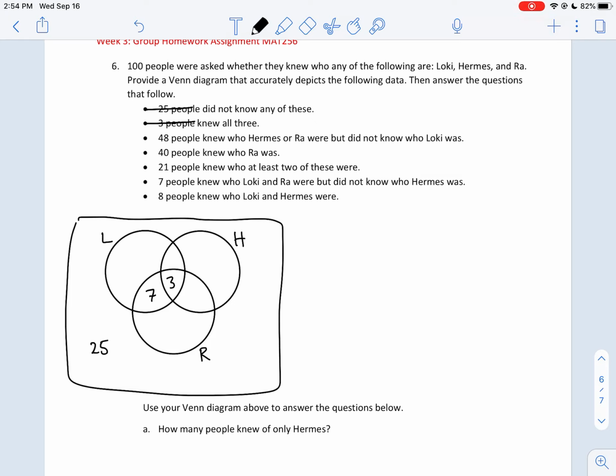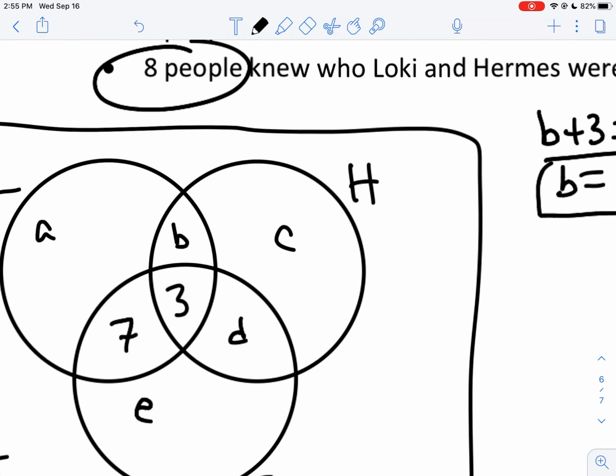So I'm going to start putting in some variables of the parts we don't know. Let's do A, B, C, D, and E. And let's start with this bottom one. This is going to be the easy one. We know that B plus 3 have to be 8, so B has to be 5. So that gives me one of them.